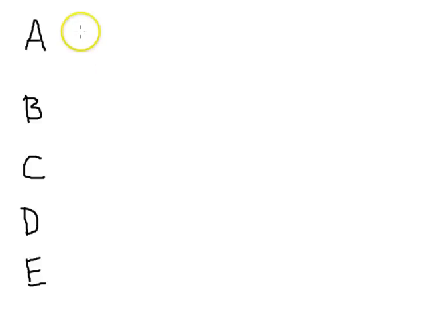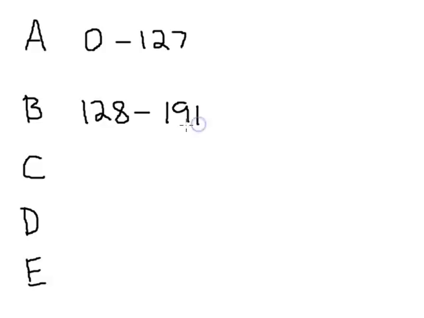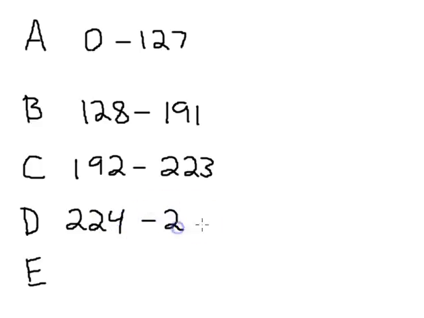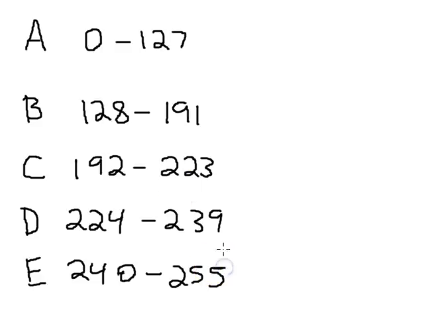Class A goes for the IP ranges, or the first octet of the class A addresses, or the first number before the dot. You find it's 0 through 127. For class B, you have 128 through 191. Class C is for 192 through 223. In class D, it's 224 through 239. And the last class, class E, goes from 240 all the way to 255. Now this is the first octet of the IP address.